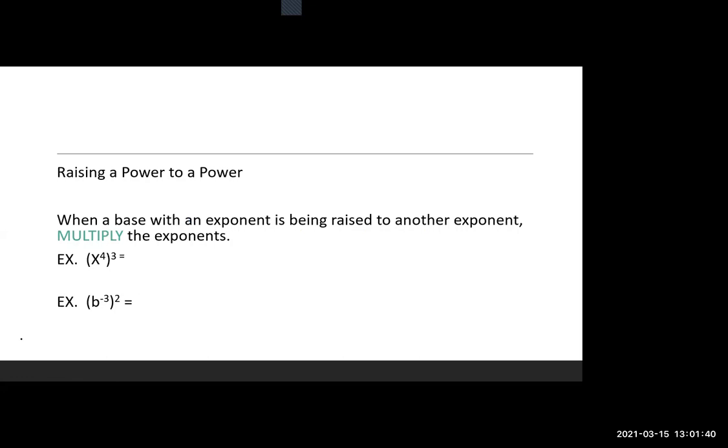Now, when you raise a power to a power, that's when you can multiply your exponents. So take the shortcut here. 4 times 3 would give you x to the 12. B to the negative 3rd to the 2nd gives you b to the negative 6. You can multiply those. But remember, we have a negative exponent. So we have to write that as 1 over b to the positive 6.